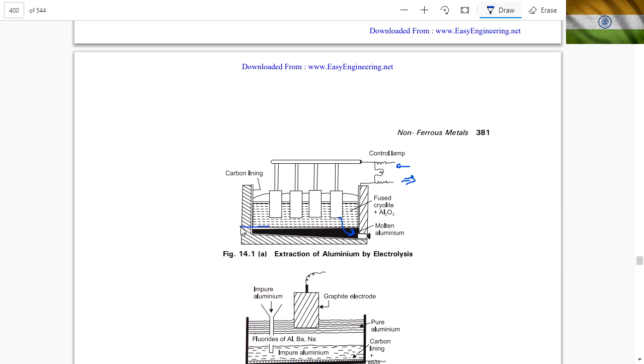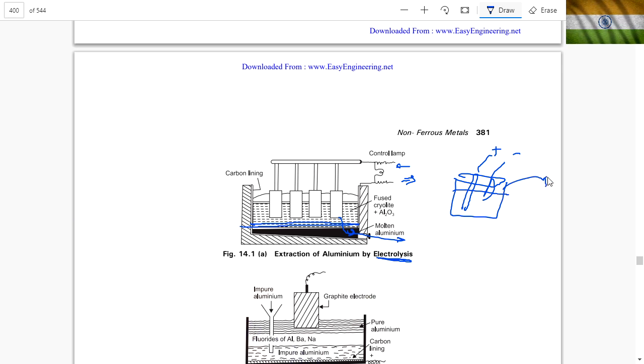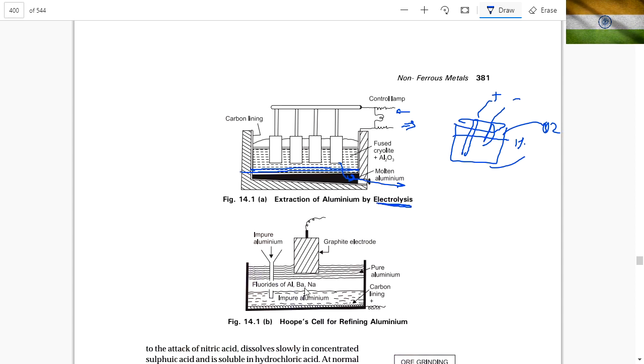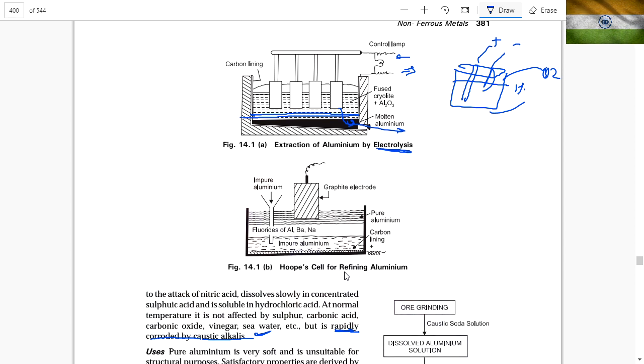It will melt, right? And it will be separated at the bottom, and that will be taken out. This is called electrolysis, similar to hydrolysis, where you put two bars and give positive and negative in the water, so oxygen and hydrogen will come out. So this is something like that, and this is the Hoop cell for refining the aluminium.